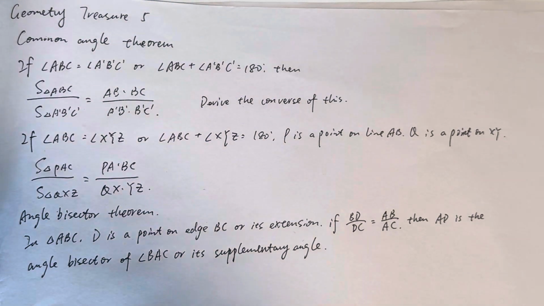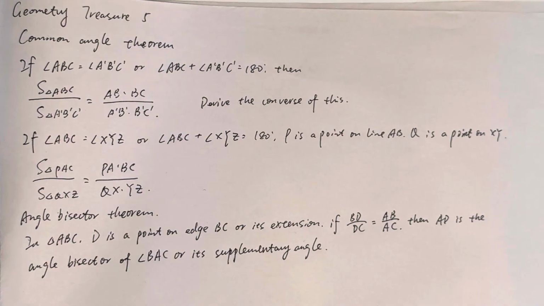So today we are going to keep our discussion on the geometry treasure. We're going to talk about the common angle theorem, and we're going to prove the angle bisector theorem. First, let's look at the common angle theorem.